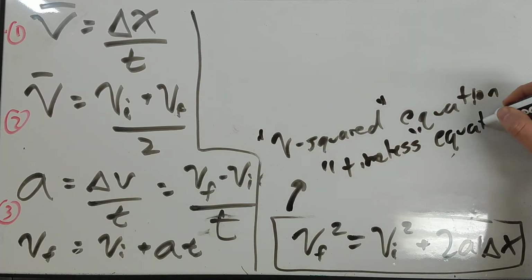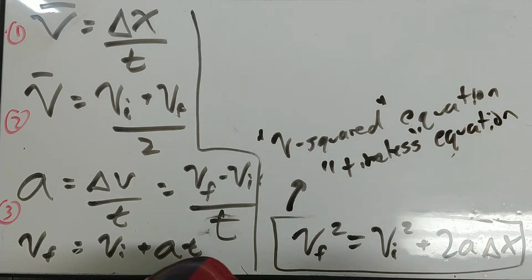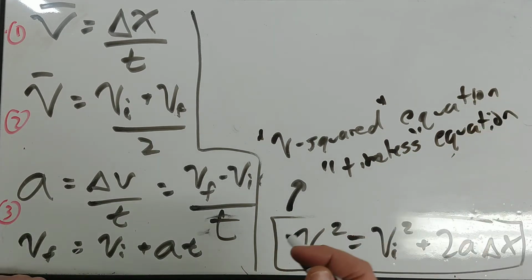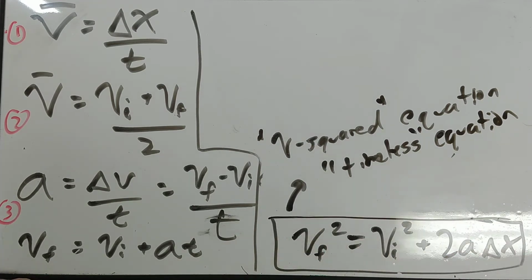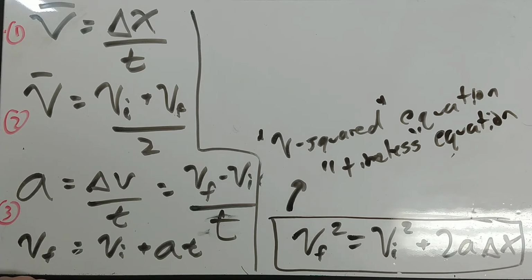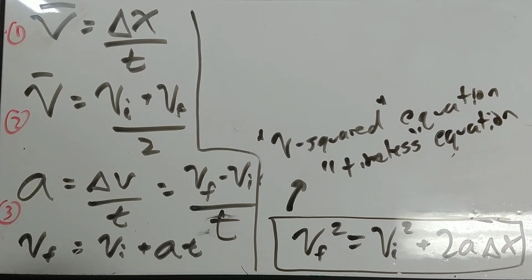Most people know that if you say, "we're going to use the v squared kinematic equation," or the timeless kinematic equation for constant acceleration, it means this formula here. Most people know that. We'll call this equation 4, and we'll call this one equation 5. And that's a really useful one.